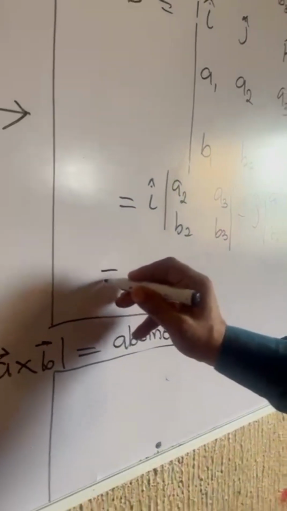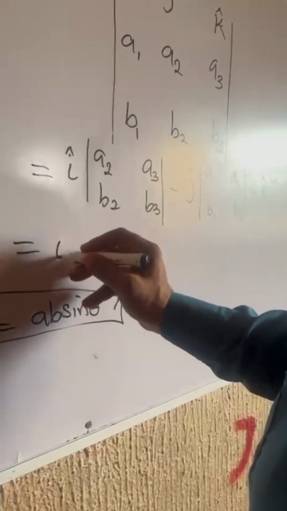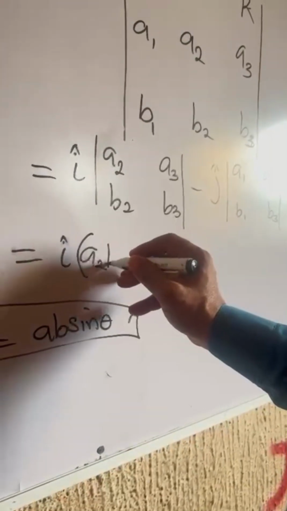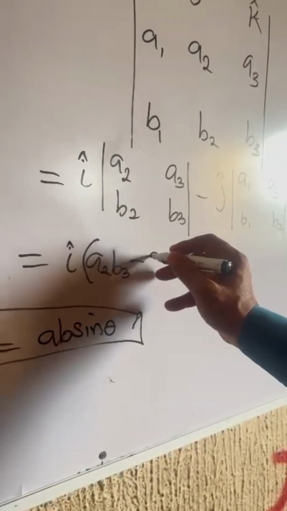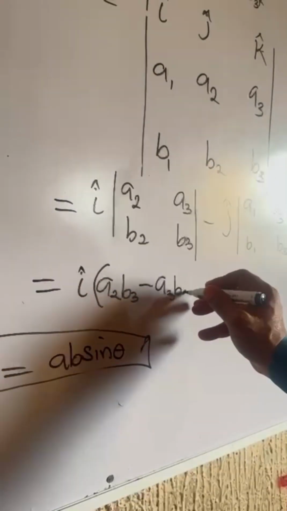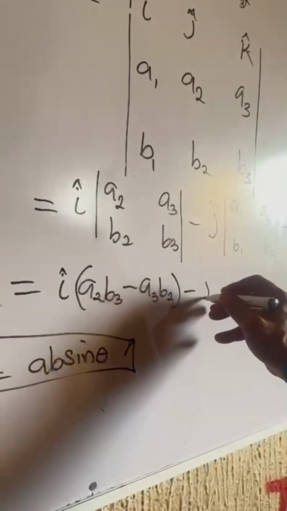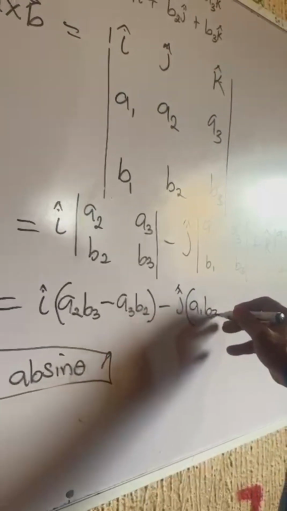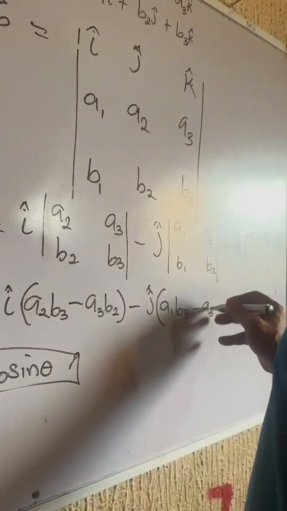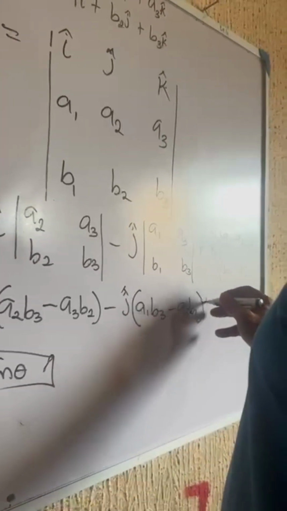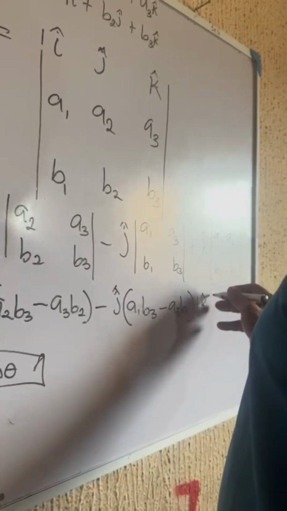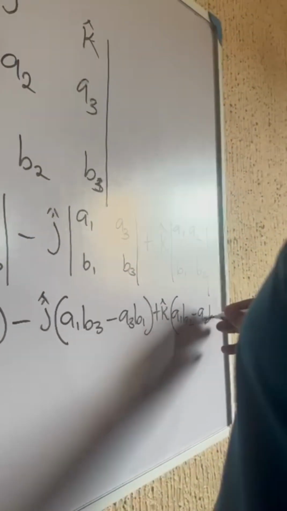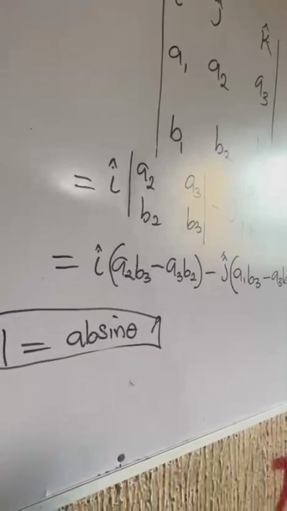So expanding this out, we are going to have i hat into A sub 2 times B sub 3 minus A sub 3 times B sub 2, then minus j hat into A sub 1 B sub 3 minus A sub 3 B sub 1, then plus k hat into A sub 1 B sub 2 minus A sub 2 B sub 1. So we are done with this.